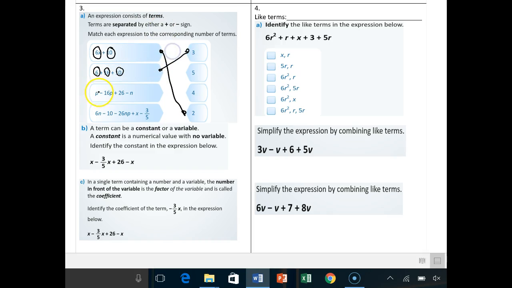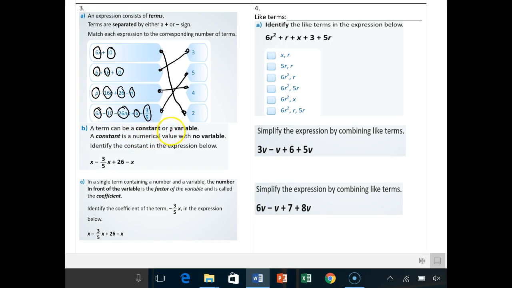This expression, p, a variable all by itself, is a term. 16p, a term. 26, a term. And all by itself, a term. So it has 4 terms. So obviously the last one has 1, 2, 3, 4, and 5, all right? It doesn't matter if it's got 2 variables like np, that doesn't count as 1 and 2 terms. Just anything separated by a plus or minus sign counts as a term, okay?